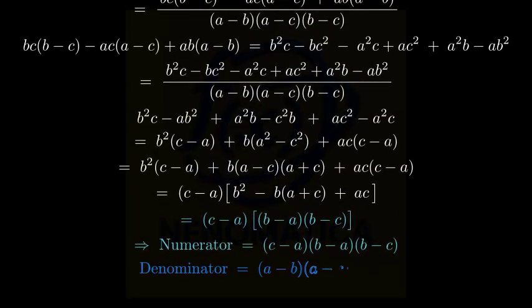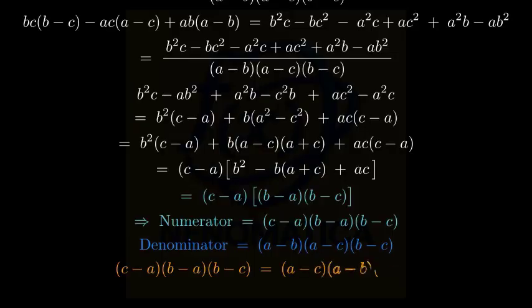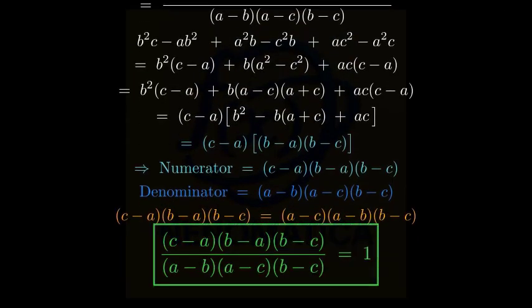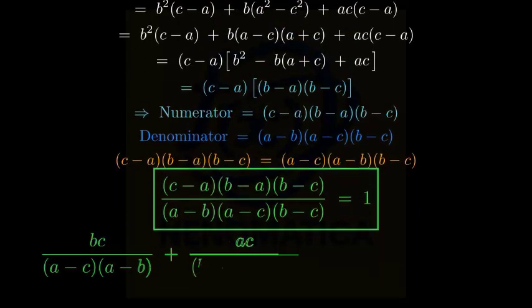Step 4. Compare the factored numerator with the denominator. The denominator is a minus b times a minus c times b minus c. Note that c minus a equals negative of a minus c and b minus a equals negative of a minus b. Thus, the product c minus a times b minus a equals the product of minus c times a minus b. Multiplying by b minus c shows the numerator equals the denominator exactly. Therefore, the entire fraction simplifies to 1. And that completes the proof.